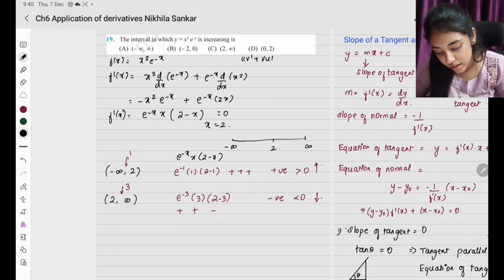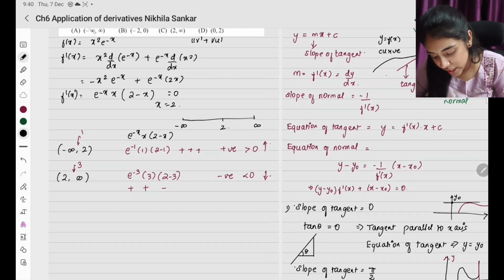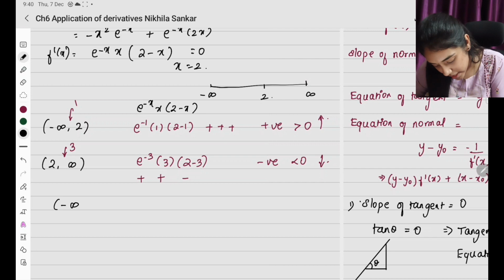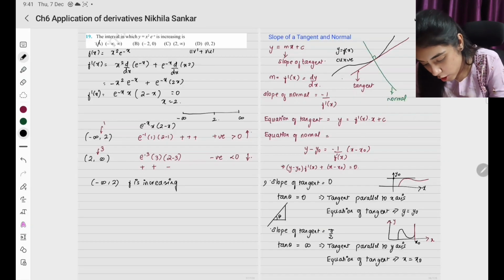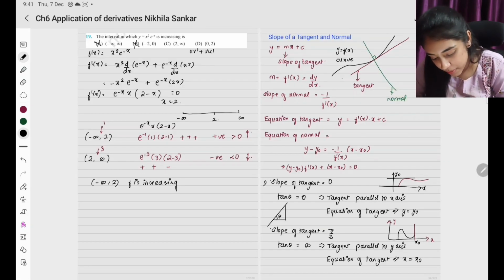So the question is asking, where is it increasing? Increasing in which interval? It is going to be minus infinity to 2, f is increasing. Okay, so it is not going to be option A, it is not going to be option B, it is not going to be option C, so it is going to be option D.